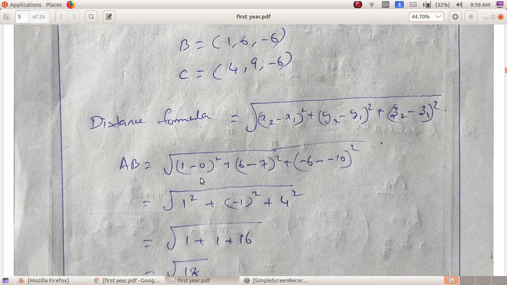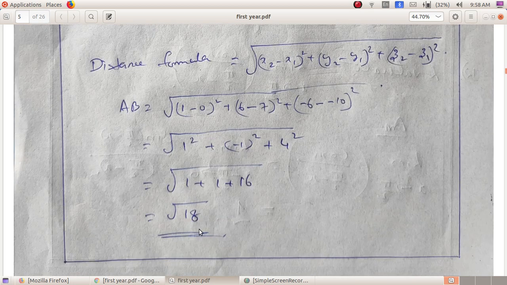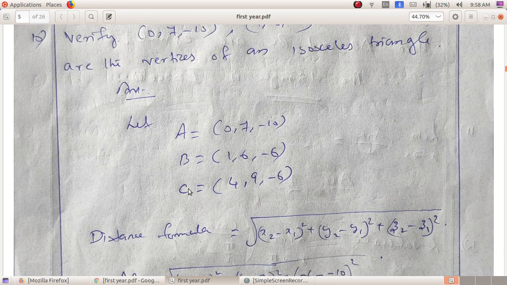While solving, it's 1 square plus (minus 1) square plus (minus 6 plus 10) is 4 square. 1 square plus (minus 1) whole square means 1 itself. 4 square means 16. So the answer is root of 18. Similarly, we have to find BC.